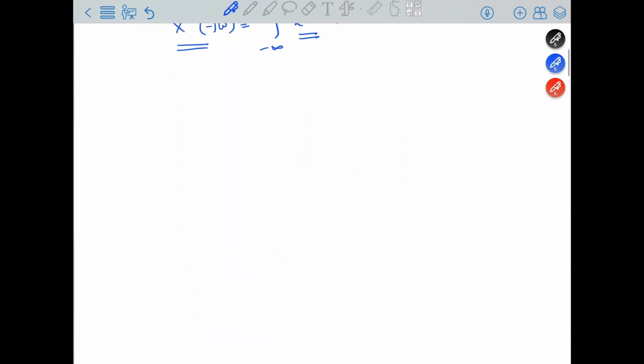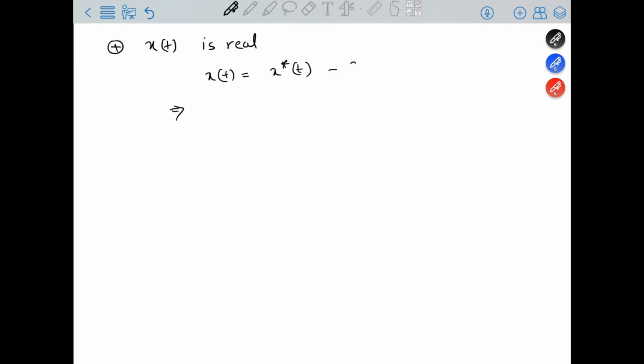Now there are some small points which are very useful and related to this property. Suppose x(t) is real. So if x(t) is real, then what will happen? x(t) should be equal to x star of t. And this implies that if we put equation number 2 in the previous equations, we will get X(j omega) as X conjugate of minus j omega. So this is a small inference of that property.